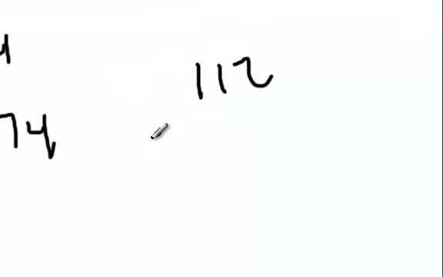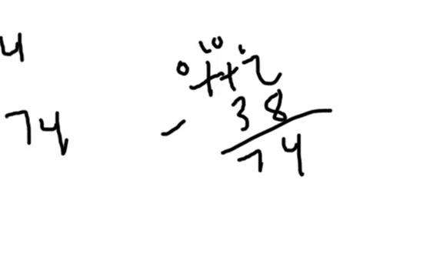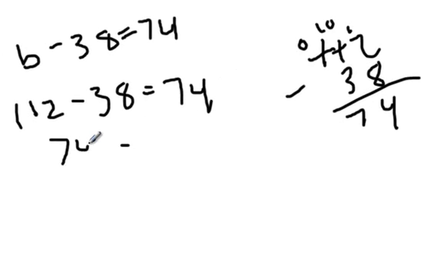112 minus 38. Alright. That's a 0. That becomes 12. 12 minus 8 is 4. Can't do 0 minus 3, so I have to cross this out. That becomes 0. This becomes 10. 10 minus 3 is 7. So that's 74. Sure enough, 74. I'll use that for my equal sign. Equals 74, and we did the right process.